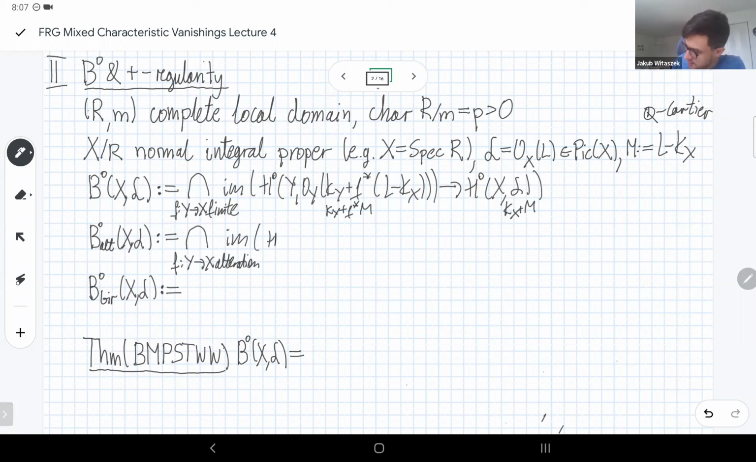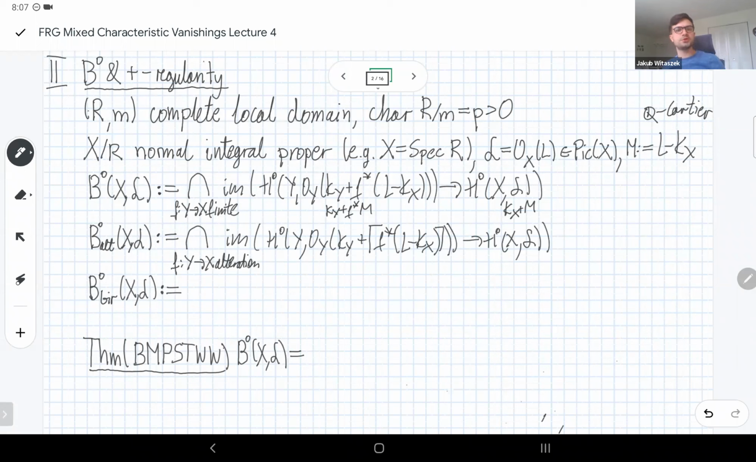And again, the study of how these notions differ for finite maps and alterations is very important, and I'm going to elaborate on that in a second. So I have O_Y(K_Y). But now, since I'm pulling back a Q-Cartier divisor, it's not necessarily integral anymore, so I need to take the round up, and mapping it inside O_X(L).